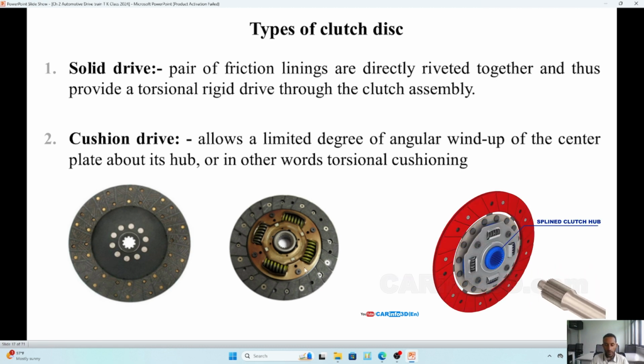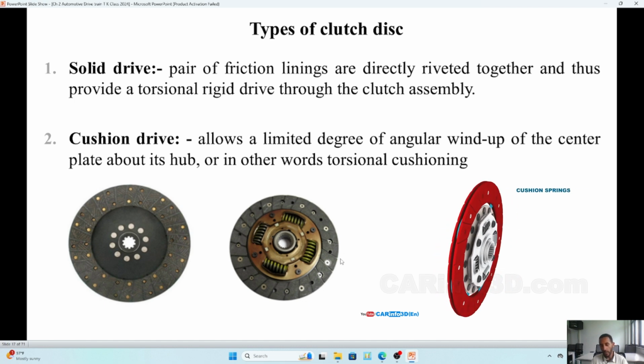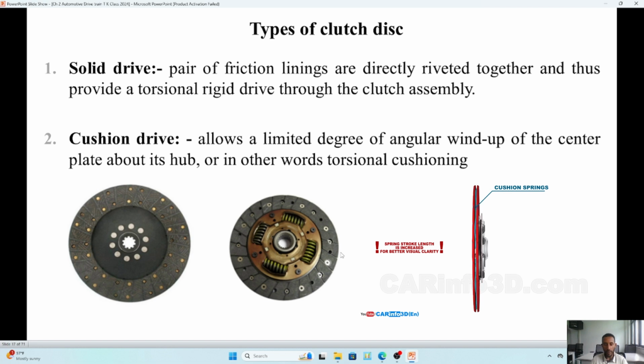And the next one will also have cushion, as the name indicates, cushion drive. That means it allows a limited angular movement. At the same time, in between it will have some spiral cushion springs.